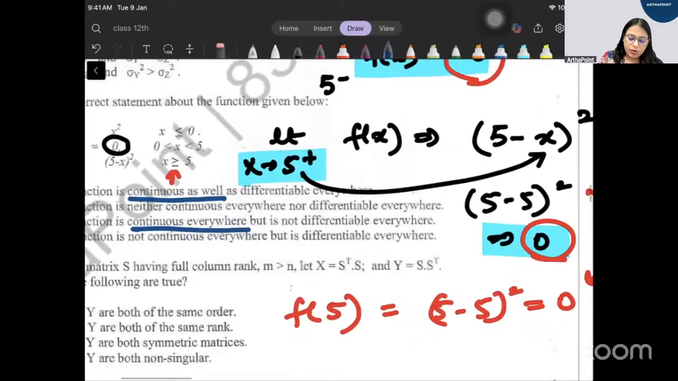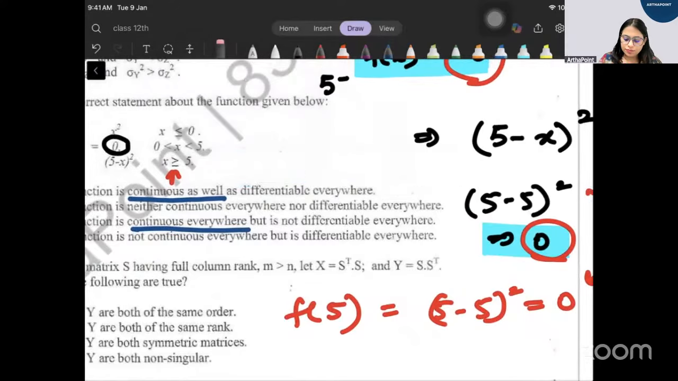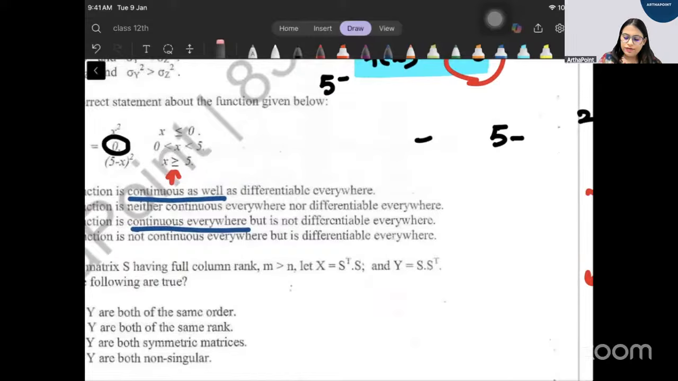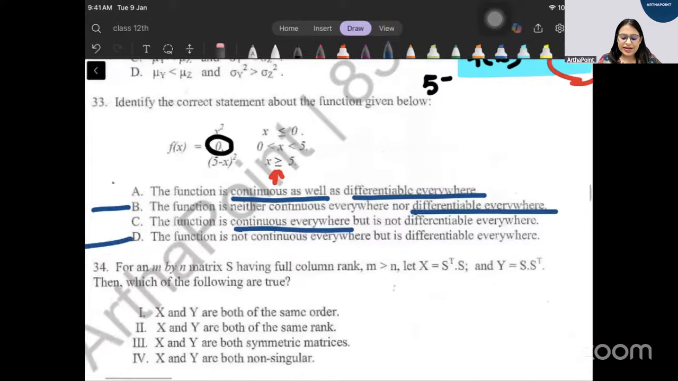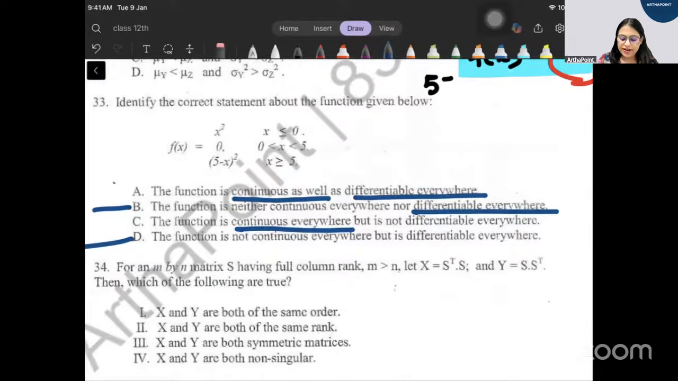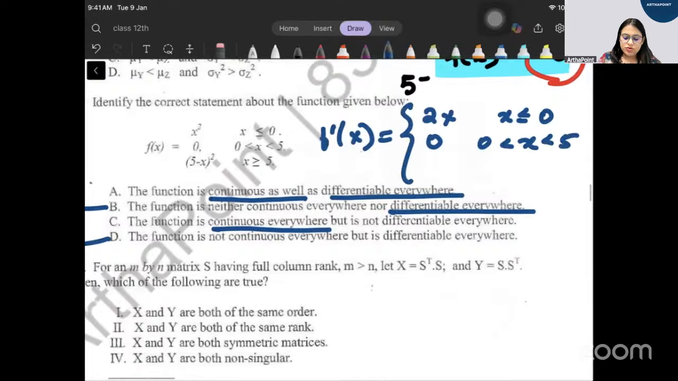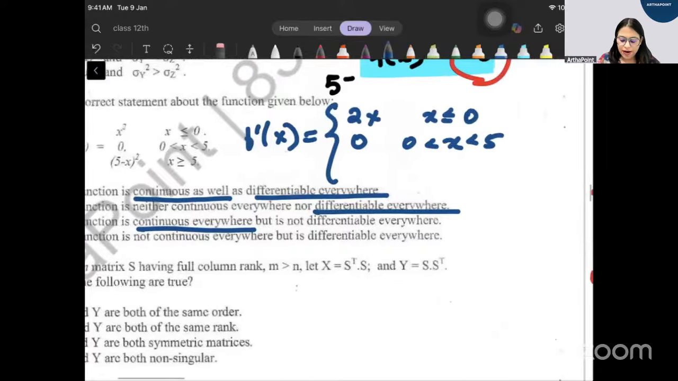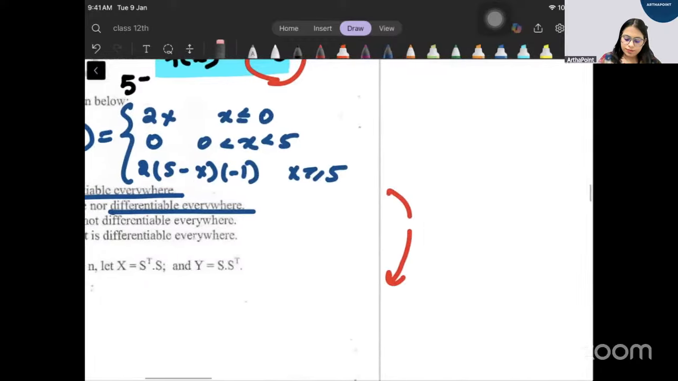Now you check about the differentiability of the function. Now we have to check about the differentiability of the function. So you can clearly find the differentiation. Differentiate कर दो, find f'(x). f'(x) will be what? यहाँ पे आएगा 2x when x is less than equal to 0, 0 between 0 to 5. And जब we have to differentiate this one, तो क्या आ जाएगा? Power comes down. 5 minus x into minus 1 when x is greater than equal to 5. Now just put the values in differentiation.